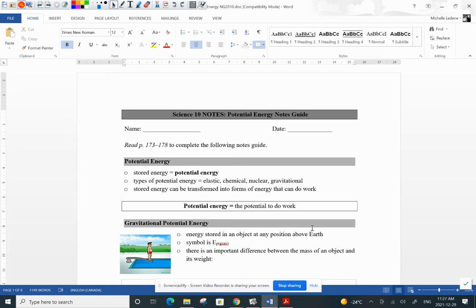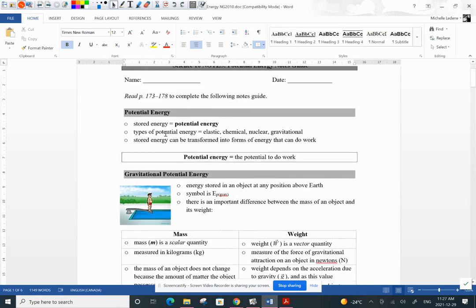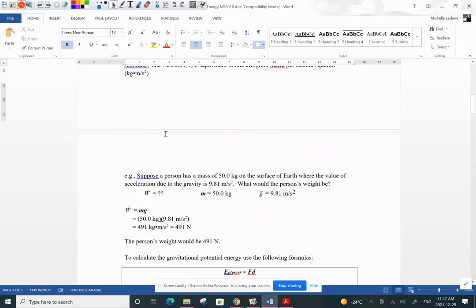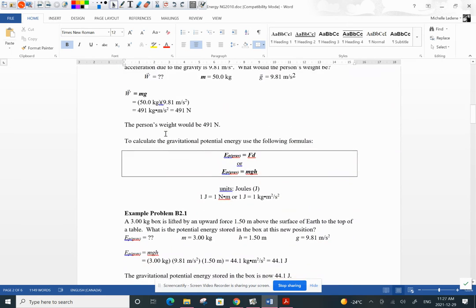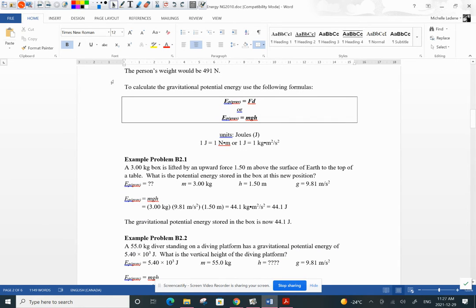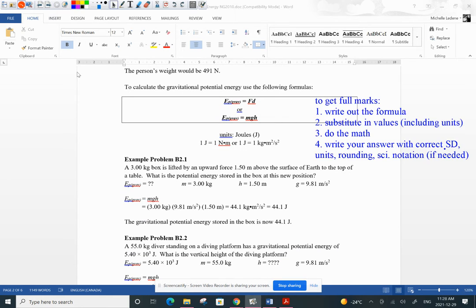So last day we talked about the definition of potential energy, the potential or ability to do work, and we talked a little bit about gravitational potential energy, the difference between mass and weight, how to do some calculations of that. And here's where we left off. We have some example problems here that I would like to do with you guys.